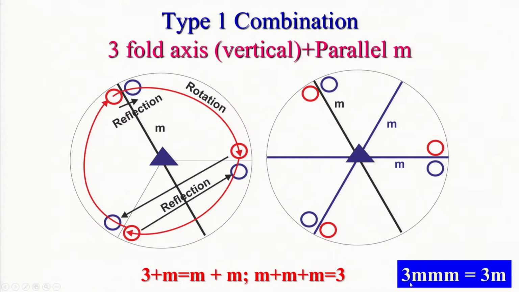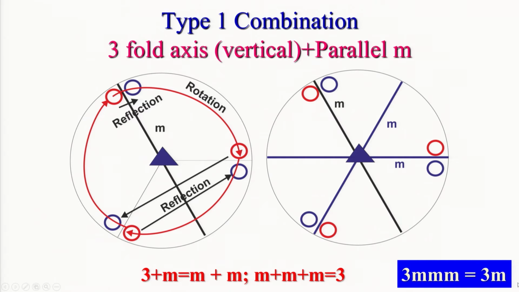So, should we write it as 3 m, m, m? No, we should not write this as 3 m, m, m. Each mirror plane can be related to the other by 120 degree rotation, and you see that this can be rotated 120 degrees, it comes here, another 120 degrees, it comes here. So, all the mirror planes are equivalent.